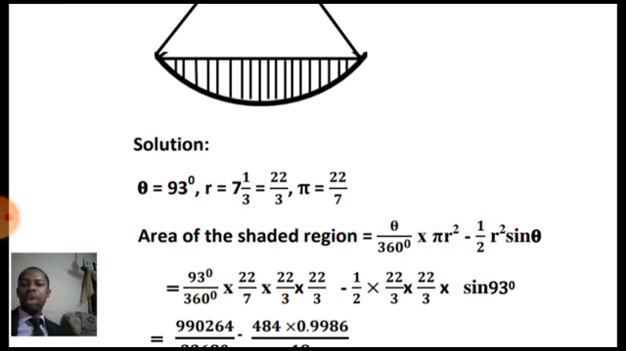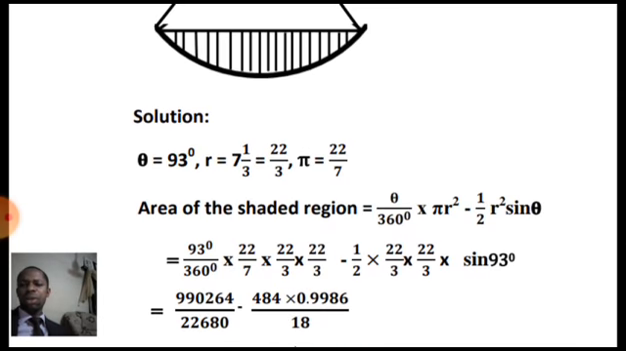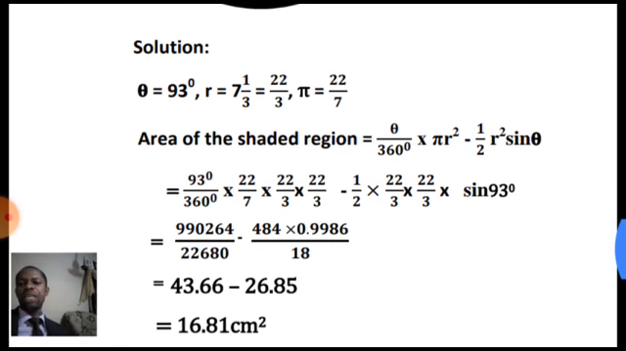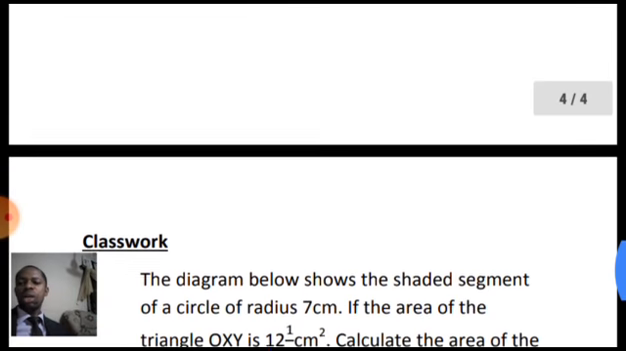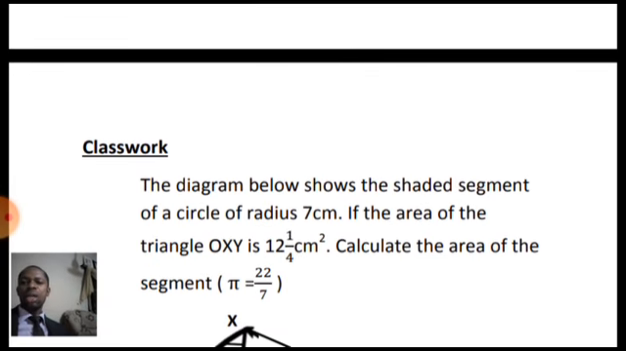So when you solve that, you are going to have what we have here: 990,264 over 22,680 minus 484 times 0.9986 over 18. Finally, you have 43.66 minus 26.85, which invariably will give us 16.81 centimeters square.